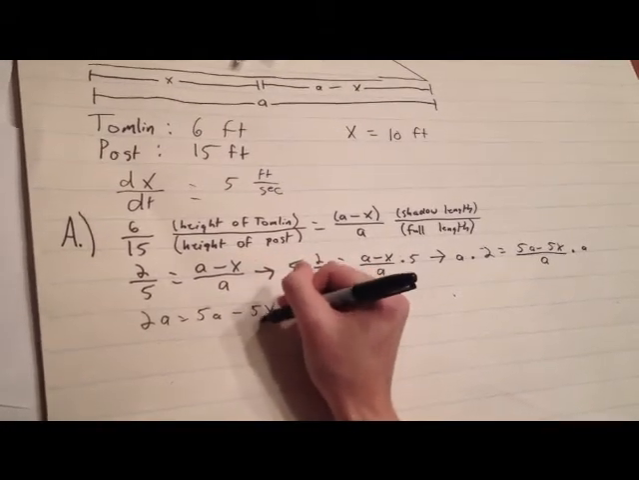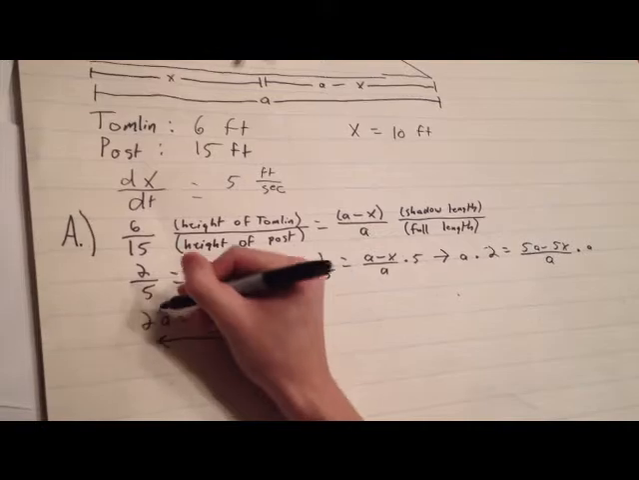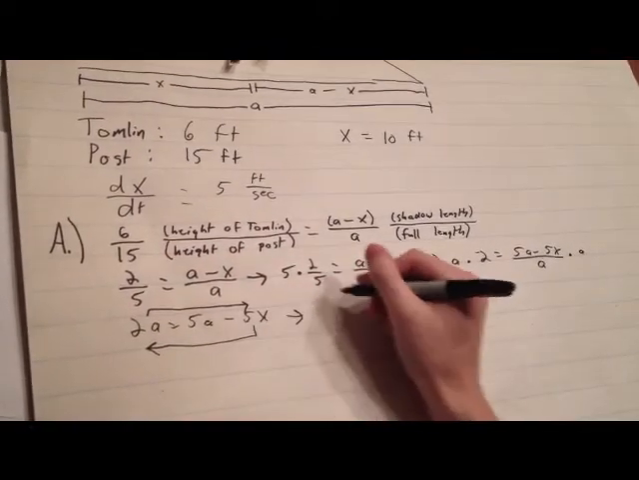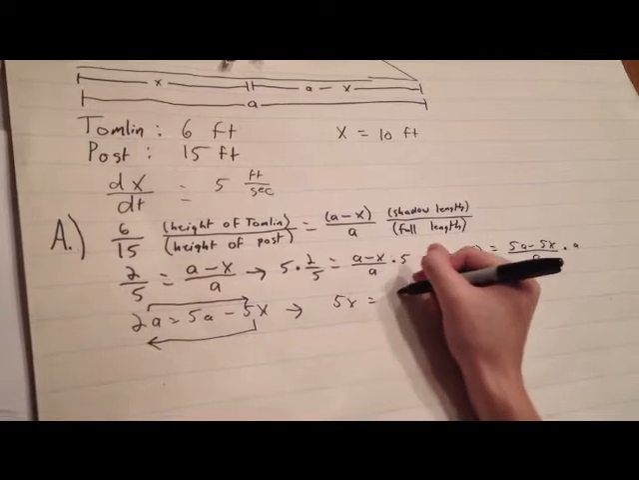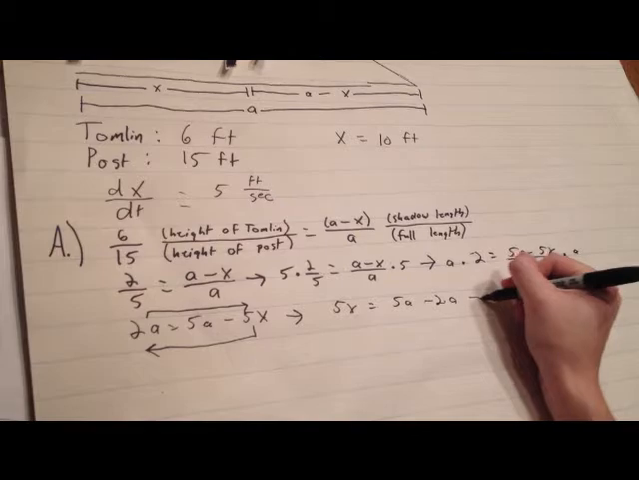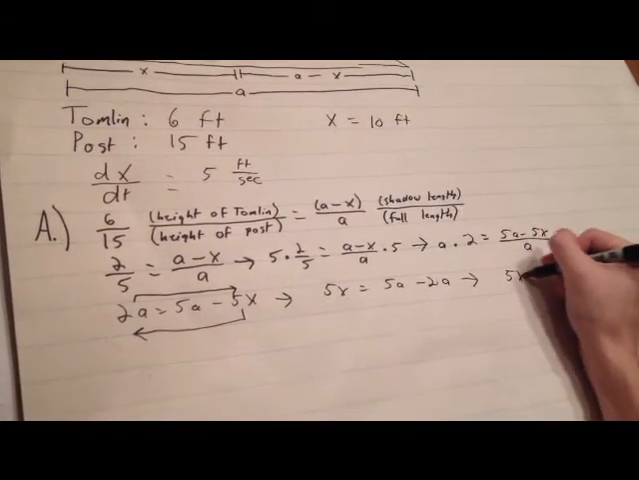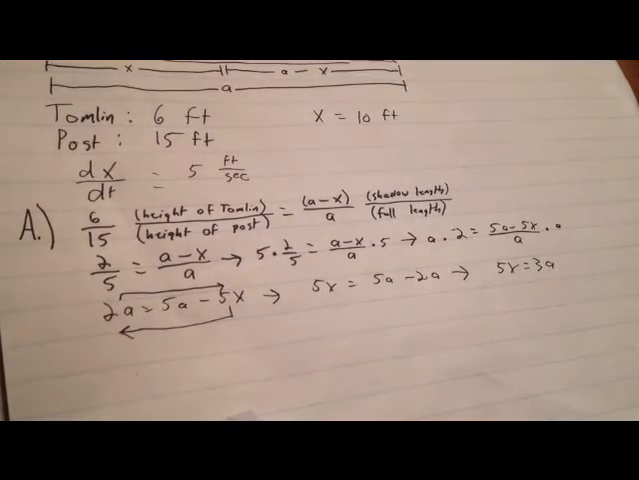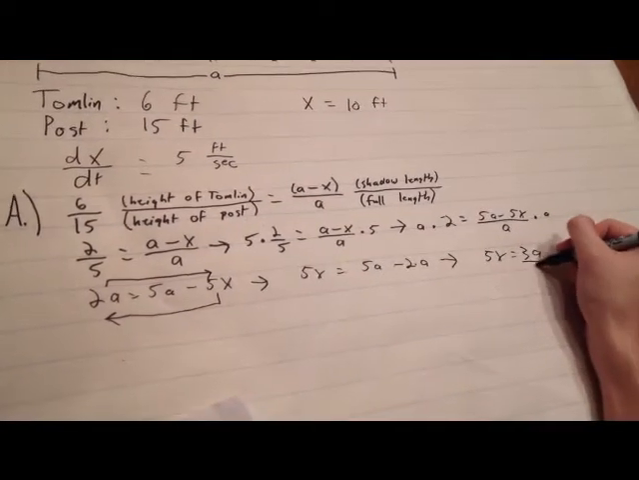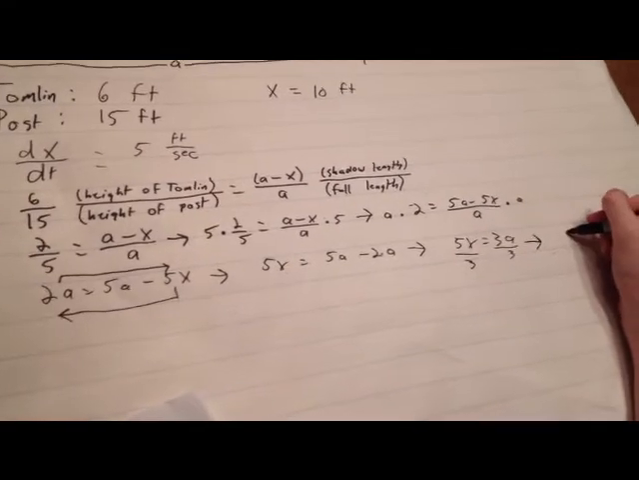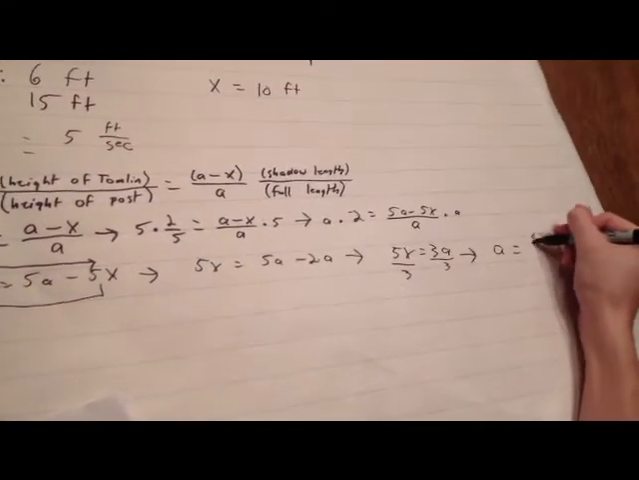Alright, and you want to get the same variables on either side. So 5X moves over, 2A moves over. You end up with 5X equals 5A minus 2A, which equals 5X equals 3A. Then, of course, you want to clean that up, divide 3 on both sides. A is going to equal 5 over 3 X.